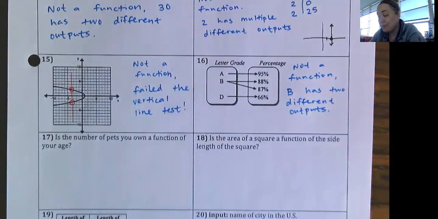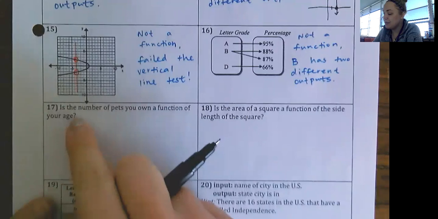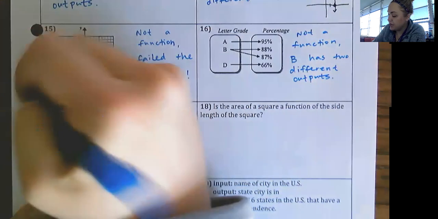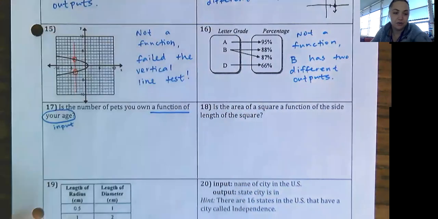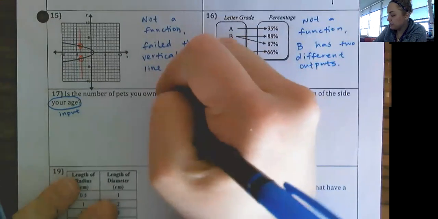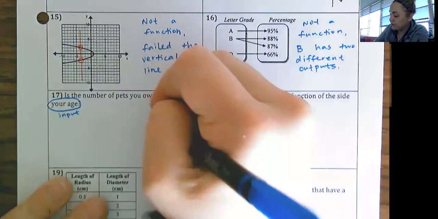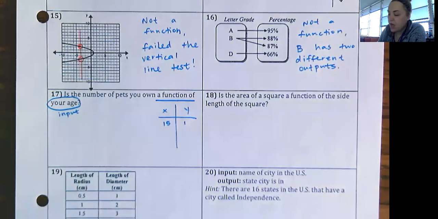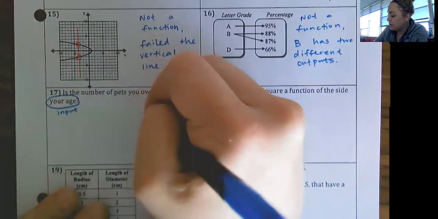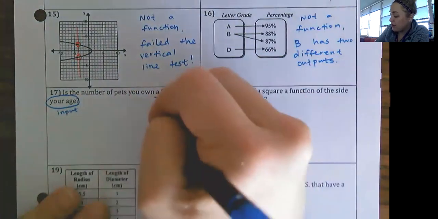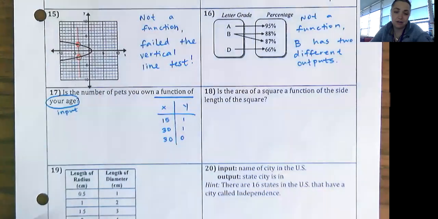Okay, number 17. I hope you followed what we talked about with underlining and circling to figure out what the input is. So it says, is the number of pets you own a function of your age? And I'm going to write input next to your age. So let's think about that. I'm just going to make a little table here. Let's say we have like a 15-year-old who has 1 goldfish. And then let's say we have a 30-year-old that has 1 dog. But then we have another 30-year-old that has 0 dogs.